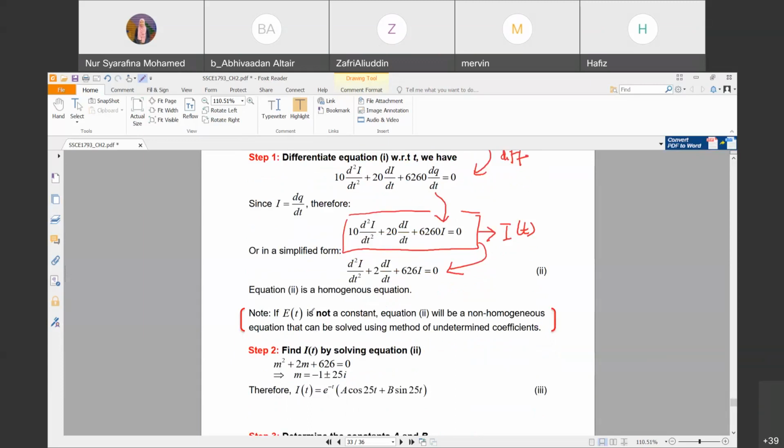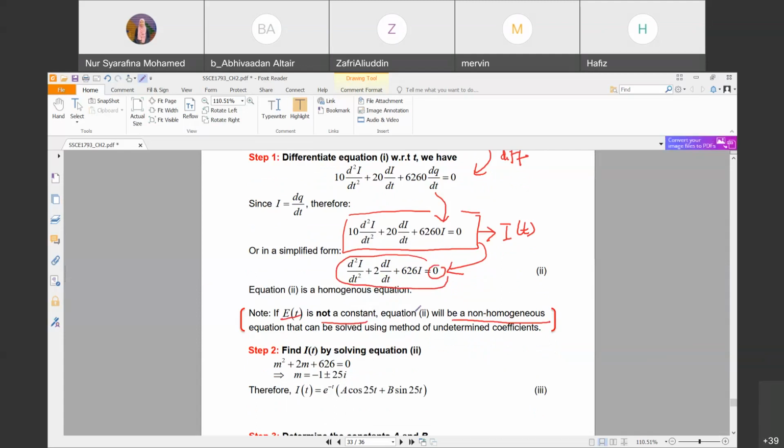So if this one is 0, right? If ET is not constant, then the second equation here will become non-homogeneous. So just solve it as a non-homogeneous equation. Just use the method of undetermined coefficients or the MVP method. All right, so the process is similar to what we did earlier.